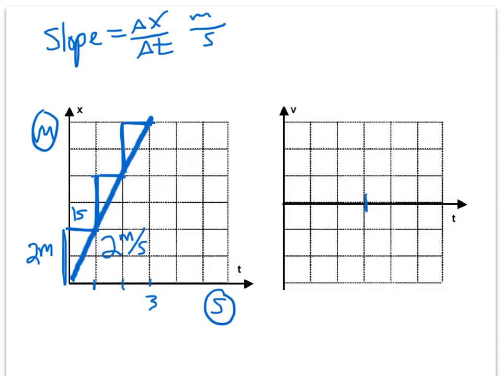Over here, this is also a positive slope. It slopes up, that's positive. It doesn't slope down. So over here, this is my positive side. I'm going to go over to plus 2 as opposed to minus 2, which would be down here. And I'm going to plot my slope at each time period. At 1 second, it was 2 meters per second. At 2 seconds, it was also 2 meters per second. At 3 seconds, it was also 2 meters per second. So my graph is going to look like that.